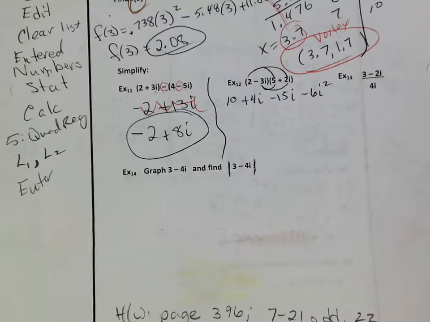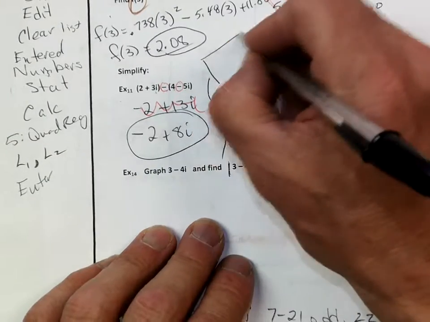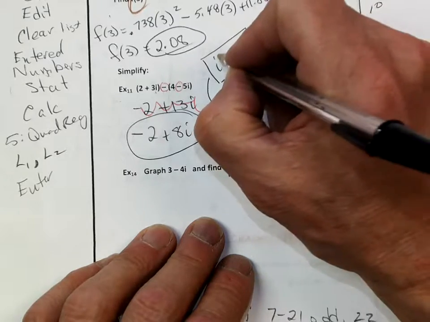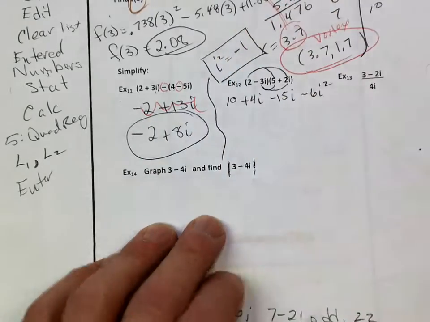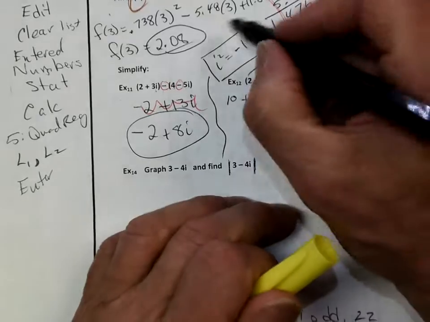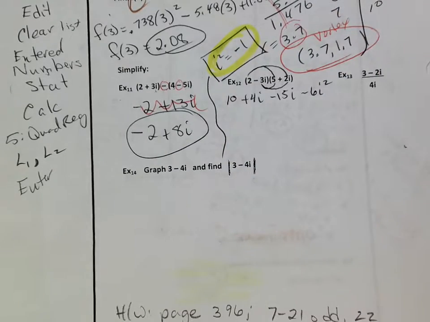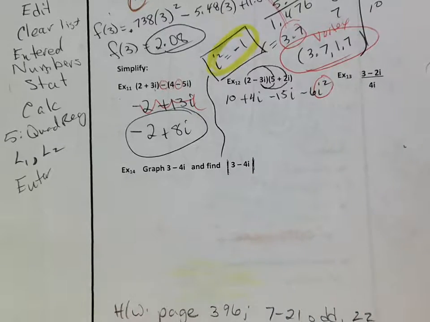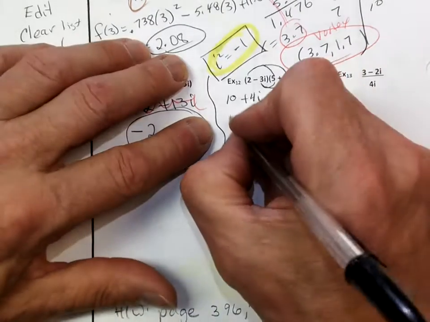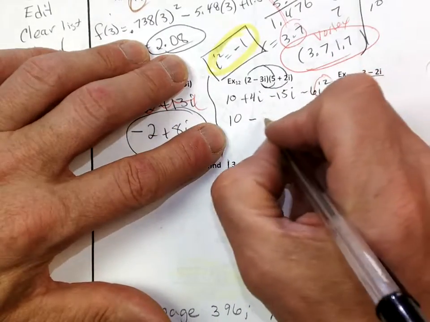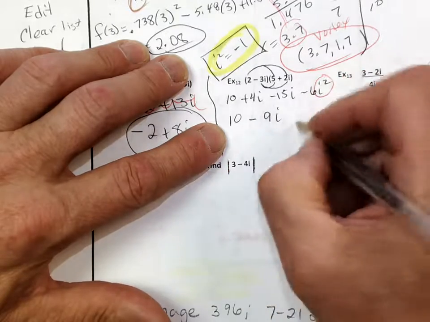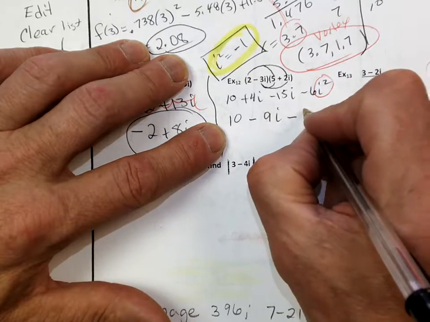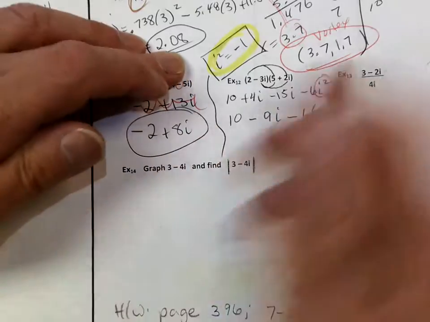Okay, before I move on, little side note, we know that i squared is equal to negative 1. Okay, we need to use that feature. That i squared is equal to negative 1. We need to use that feature right there. Okay, so let's simplify. 10 minus 9i minus 6 times negative 1.